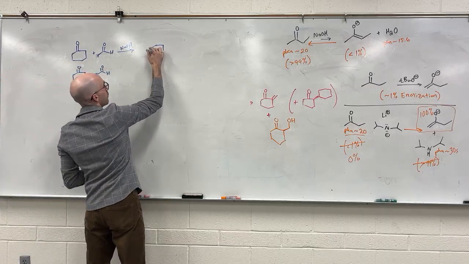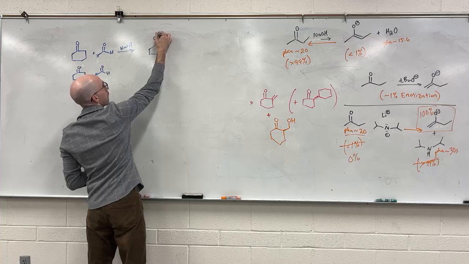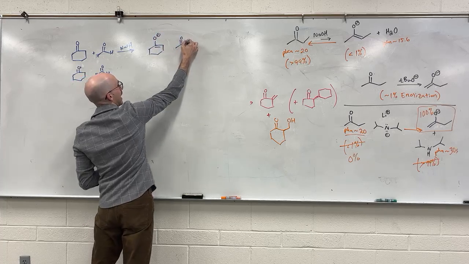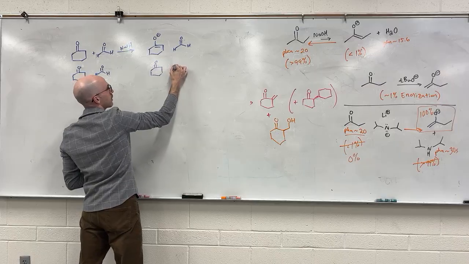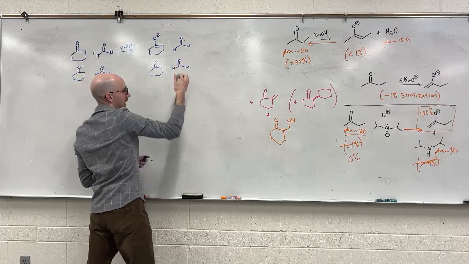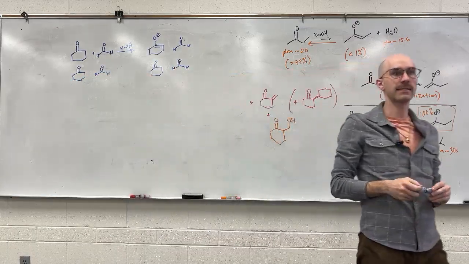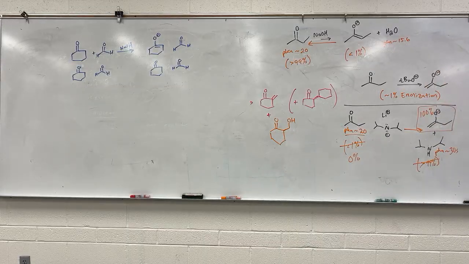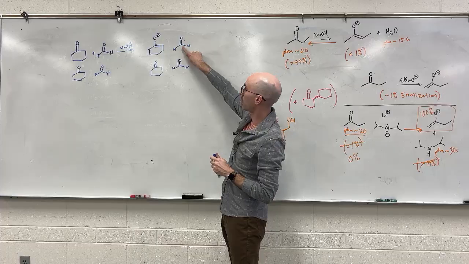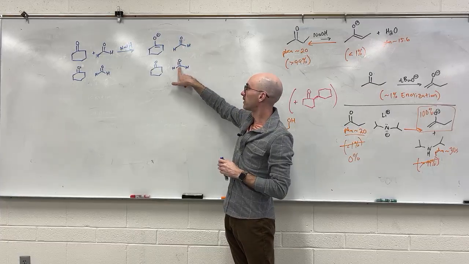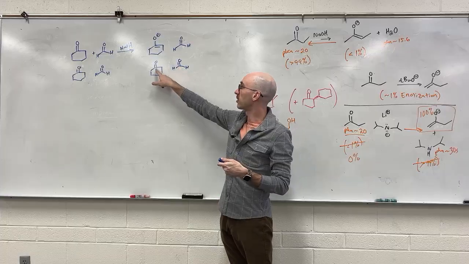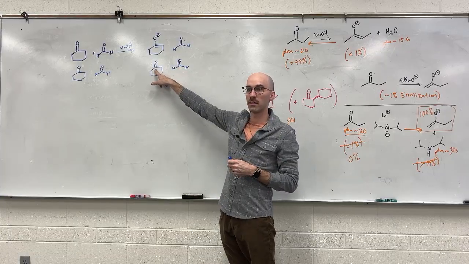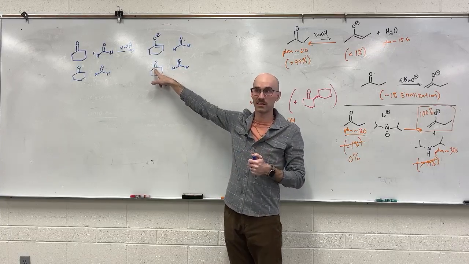When NaOH comes in, it forms an enolate from one of those hundreds of billions of molecules. Now that enolate wants to act as a nucleophile. Where can it act as a nucleophile? It could attack the carbonyl here, or it could attack the carbonyl here. Those would give the same product. It could attack the carbonyl here. Oh, that would give a different product.